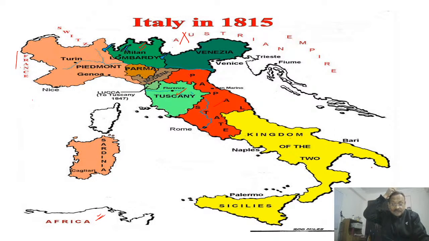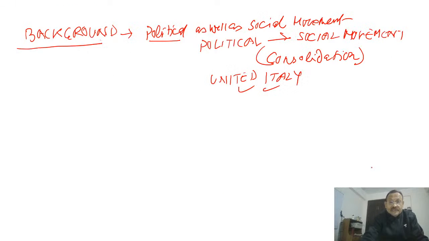Mazzini and Garibaldi were revolutionaries who played the most important role in the process. These two personalities were revolutionary in their bent of mind, and they did a lot for the unification of Italy. Now, another important thing to understand about this one, I discussed to you.